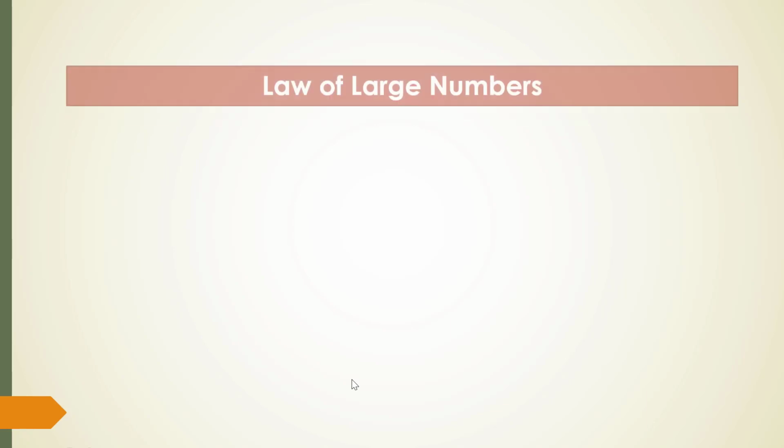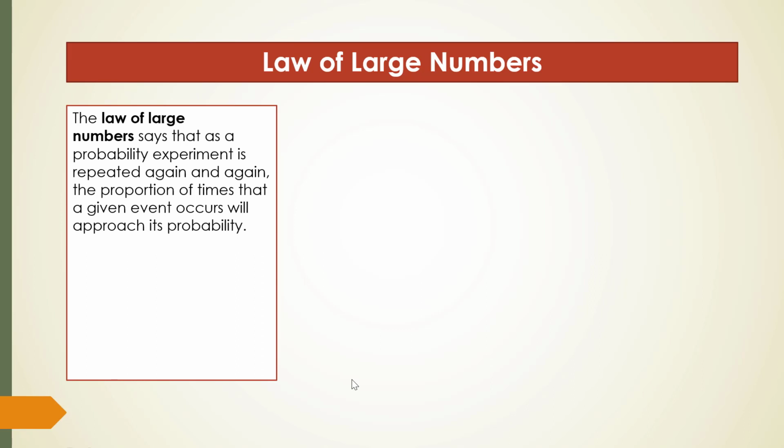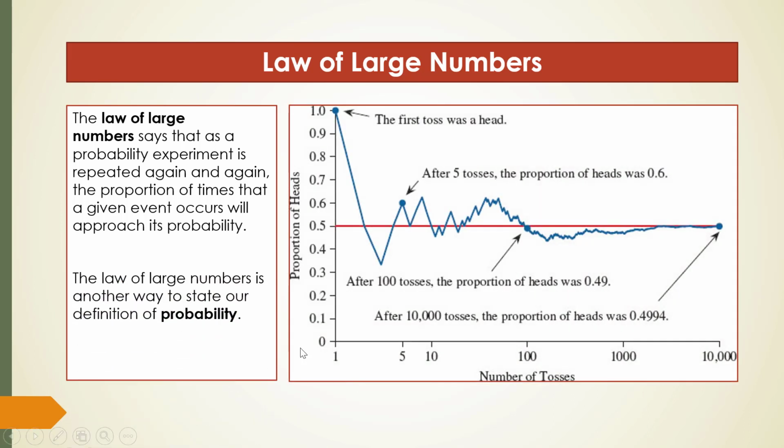Another way to state the definition of probability is to use the law of large numbers. The law of large numbers says that as a probability experiment is repeated again and again, the proportion of times that a given event occurs will approach the probability. Here is a graph showing how the probability of getting heads changes when the number of tosses increases.